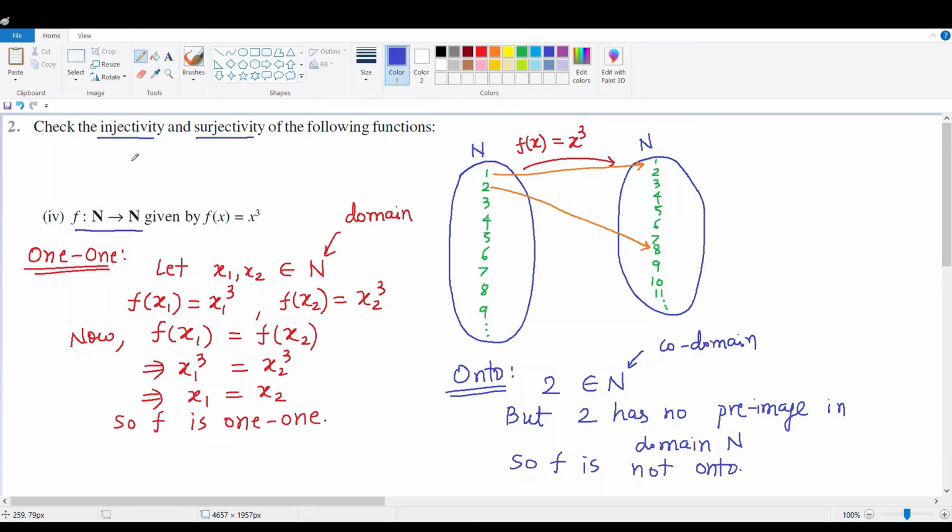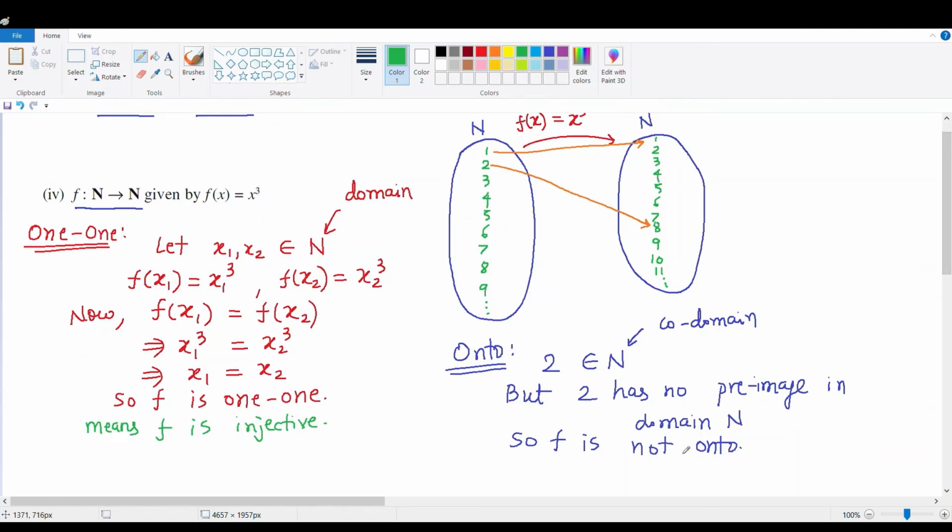Here we were supposed to check for injectivity and surjectivity, so we state that f is one-one, which means f is injective. Why? Because the other name for one-one is injective and the other name for onto is surjective. So f is not onto means f is not surjective.